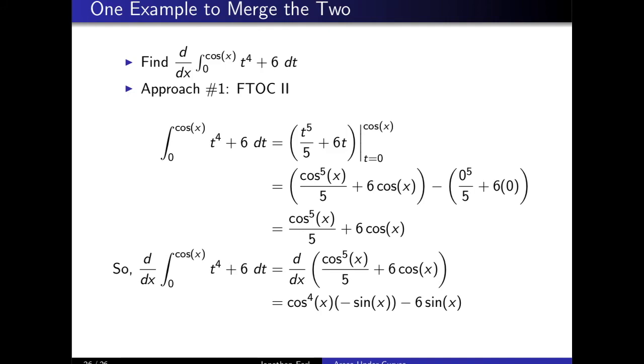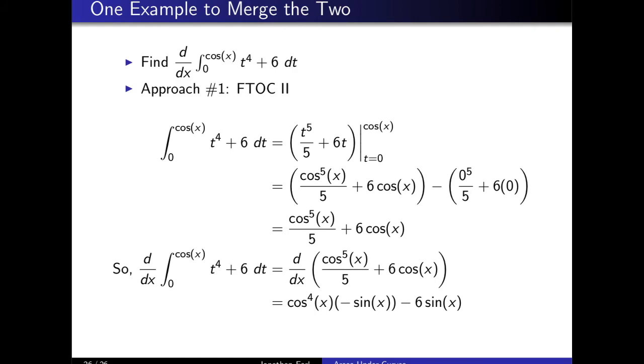So we want to find the derivative with respect to x of the integral from 0 to cosine of x of t to the 4 plus 6 dt. I'm going to do this in two ways. First, with the fundamental theorem of calculus part 2, and then with the fundamental theorem of calculus part 1.